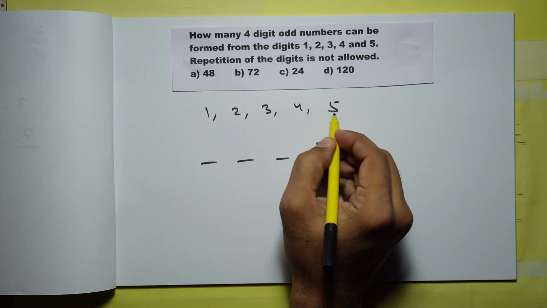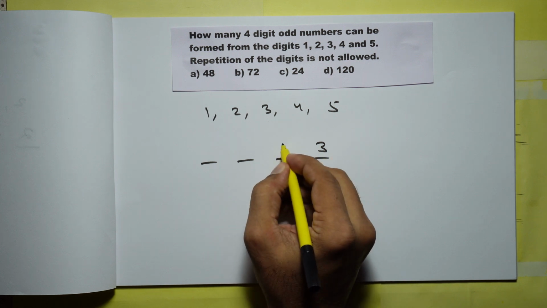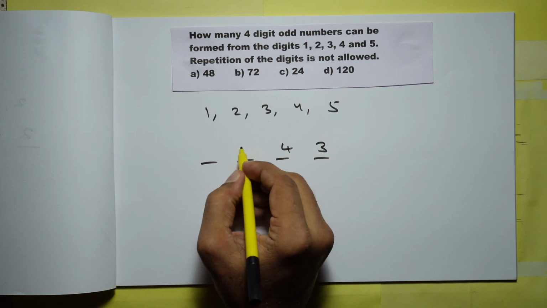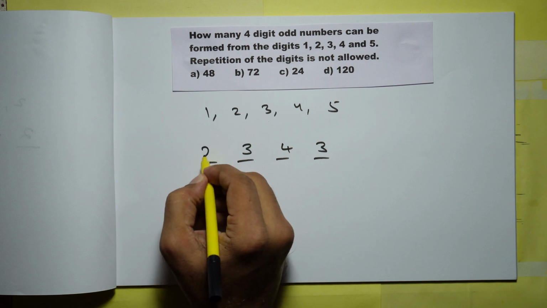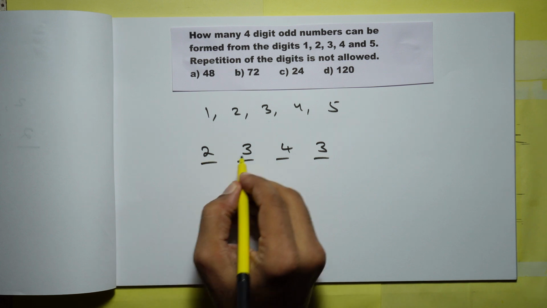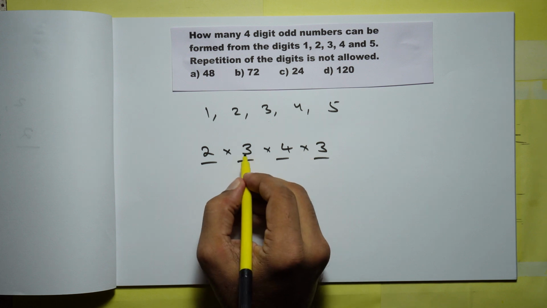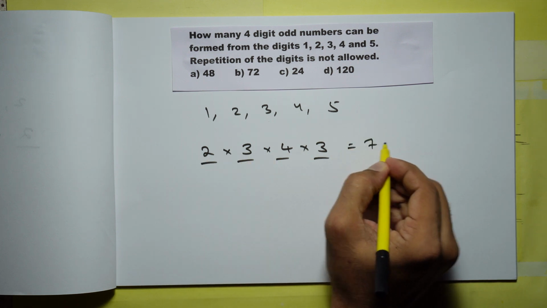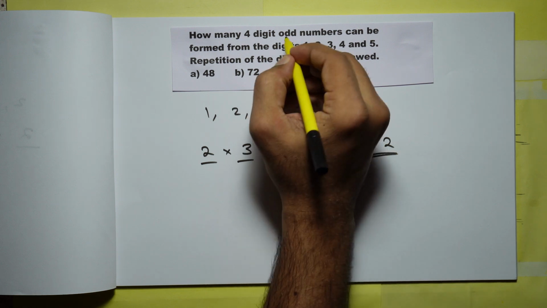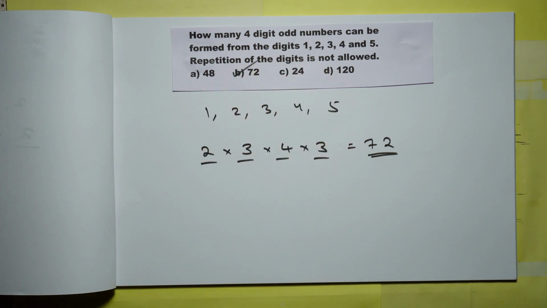Now altogether 5 numbers are there. One number has already been used here. So this blank can be any of the remaining 4. After filling these 2 blanks, this blank can be any of the remaining 3 and this can be any of the remaining 2. Now all the 4 blanks are to be filled. This and this and this and this. So you have to multiply. So 3 into 4 gives you 12. 12 into 3 into 2 gives you 72. So altogether 72 outcomes are possible. 72 odd 4-digit numbers are possible. Hence option B, 72 is the right answer.